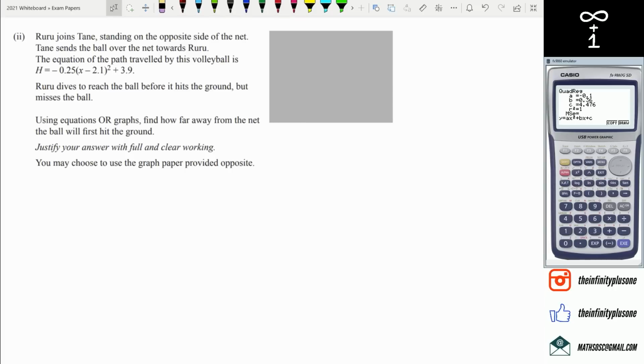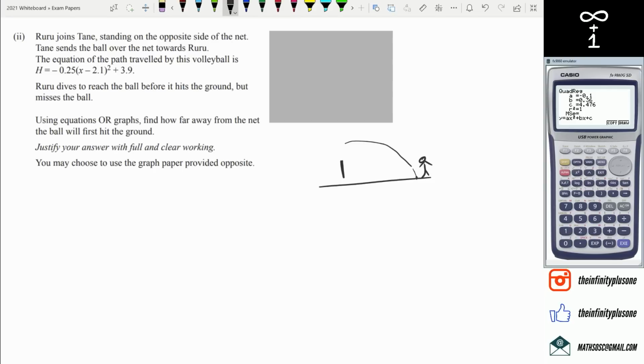Unfortunately, I couldn't find the picture for this particular question. I went into their website, but there was a hell of a lot of other pictures, and I just didn't know which it was. So I guess we have to try and figure out from the words what the question is actually asking us. So Ruru joins Tane standing on the opposite side of the net. So I think that could be Ruru. Equation of the path traveled by the volleyball is this. Before it hits the ground but misses the ball. Okay, so I'm not sure. Ruru is going to miss the ball.